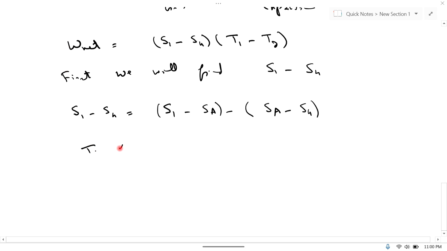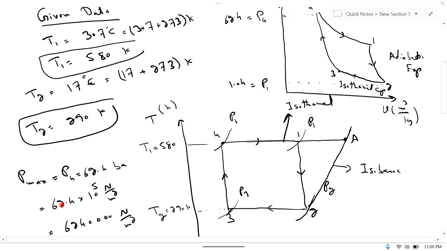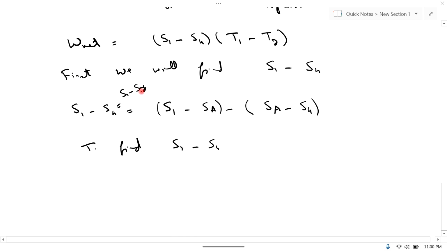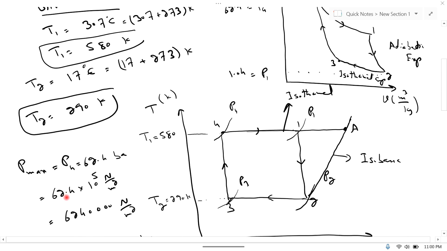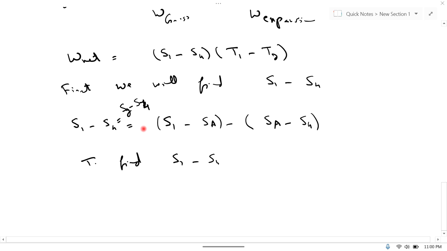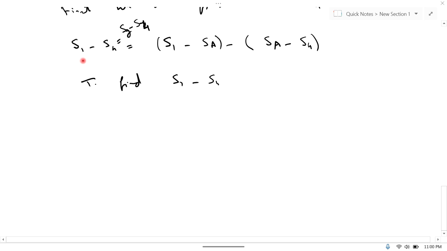To find S1 minus S4, I can write S2 minus S4 instead of S1 minus S4, because S1 and S2 are constant entropy points. So this is S2 minus S4. Now to find S1 minus S4 or S2 minus S4, both are the same.